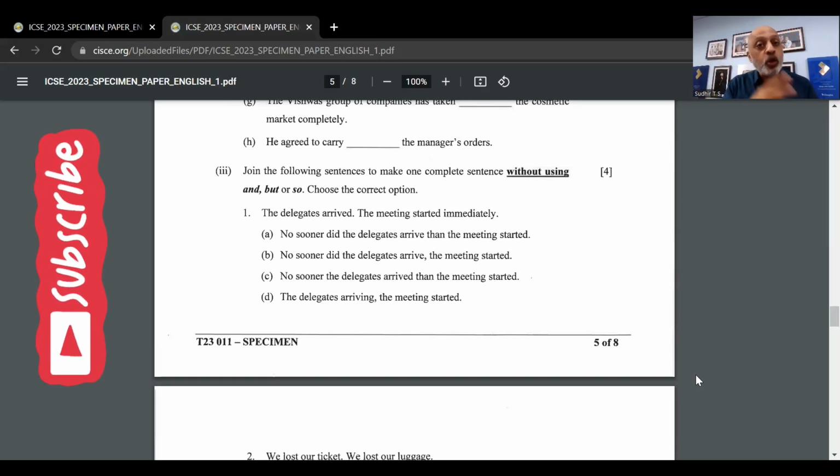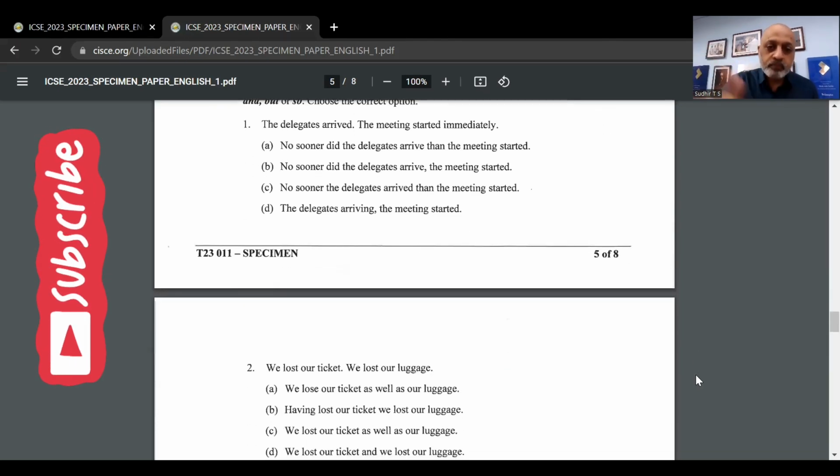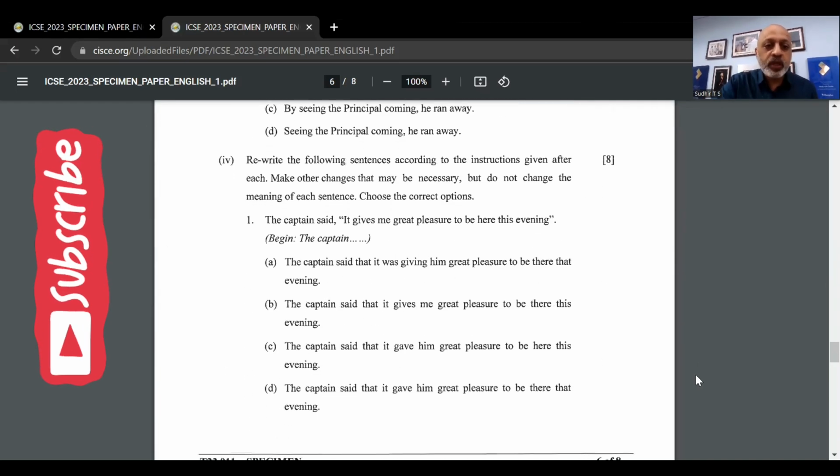Earlier till 2020, you had to actually write the sentence on your own. You would not be given any options. Now in this part, they have stuck to the MCQ format, which was there in semester 1 of the 2021-22 batch. Then we come to the rewrite the following sentences, the transformation of sentences, which is for 8 marks, right? That one also has multiple options. So out of the 4 options, you need to choose the correct option.